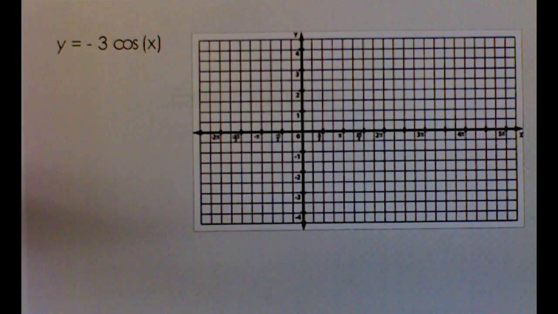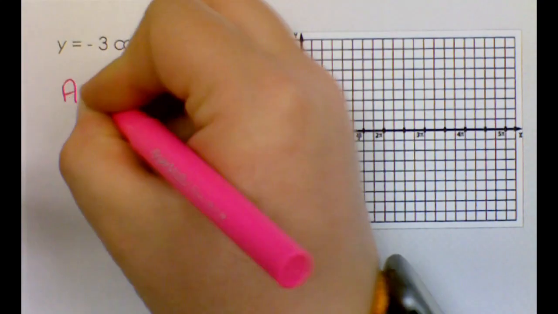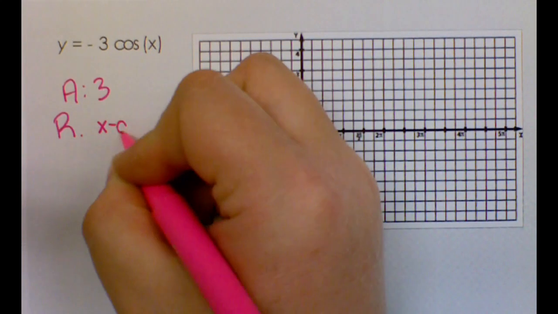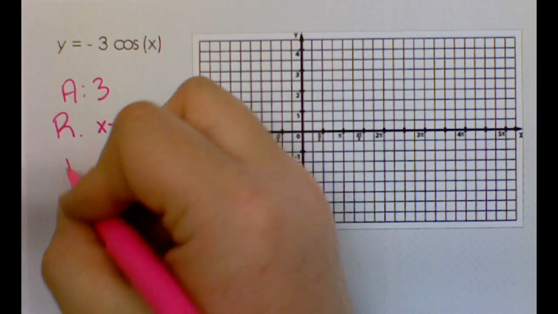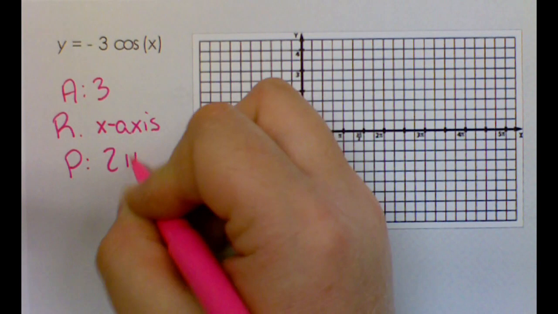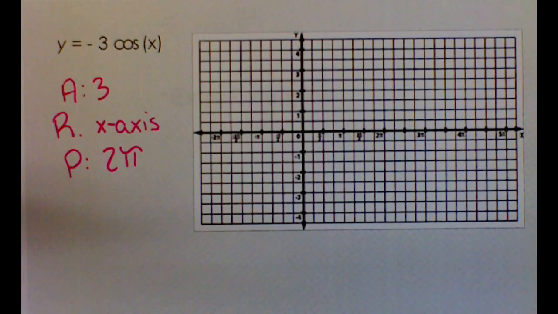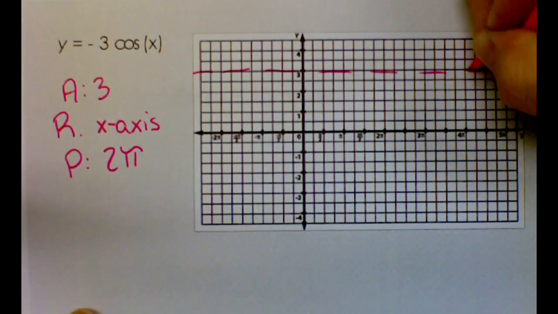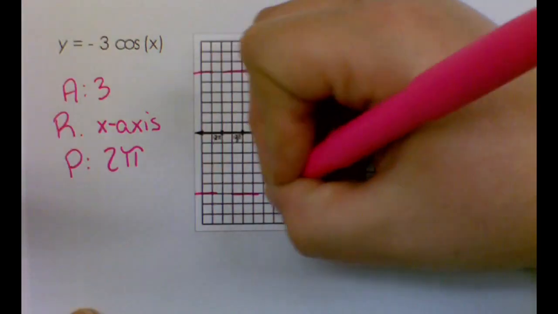All right, -3 cosine of x. We start with our amplitude. Our amplitude is that 3. The negative means we reflect over the x-axis. And it always has a period. This period is 2 pi because there wasn't a b value. So that means our maximums are 3. Our minimums are -3.